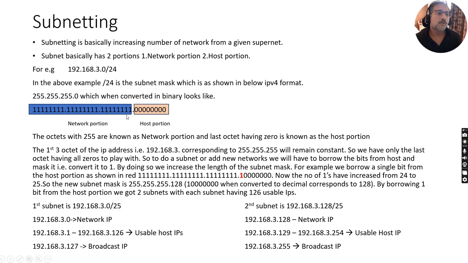Okay. So now what will happen, that subnet mask will change from 24 to 25. The resultant subnet will have a subnet mask of 25 because you have borrowed 1 bit from the host portion, and the remaining 7 bits belong to the host portion. Correct? So the first subnet from 3.0 will become 192.168.3.0/25, and the other subnet will become 192.168.3.128/25. Okay.